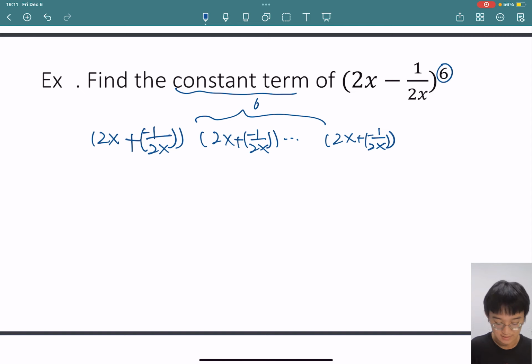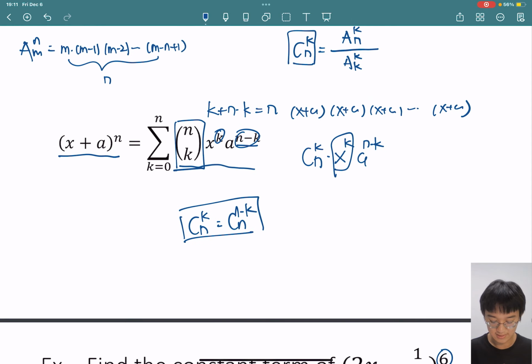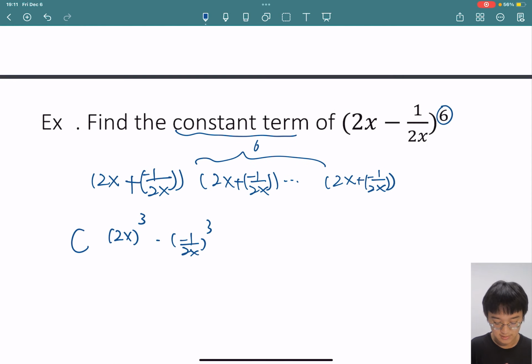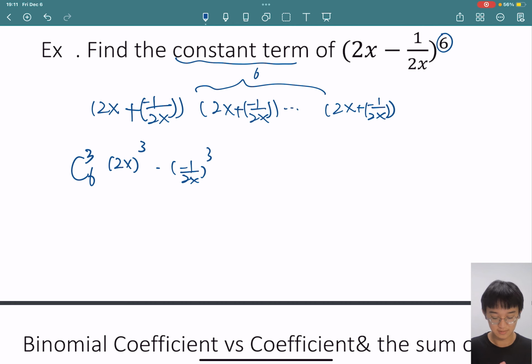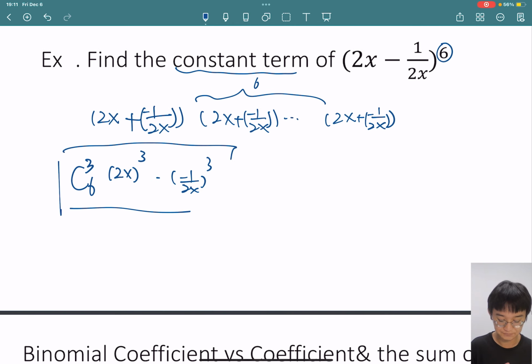So (2x) to the power of 3 and (minus 1 over 2x) to the power of 3. We choose k of 2x, and the number is 3, right? So I said when you choose, you need to multiply by C(n,k). So we choose 3 of 2x in 6 boxes, so we need to multiply by C(6,3). And when you choose 2x, this is equal to choosing minus 1 over 2x, because for the other boxes you have no choice but to choose minus 1 over 2x. So this is the final answer.